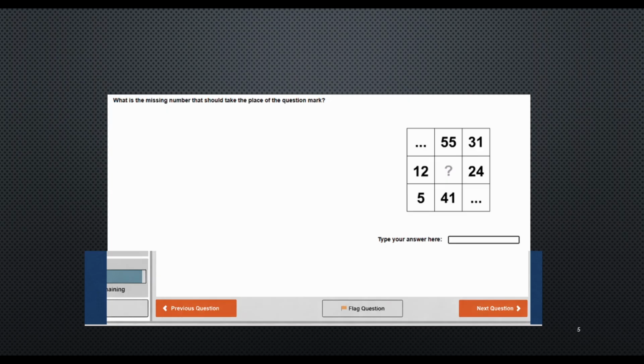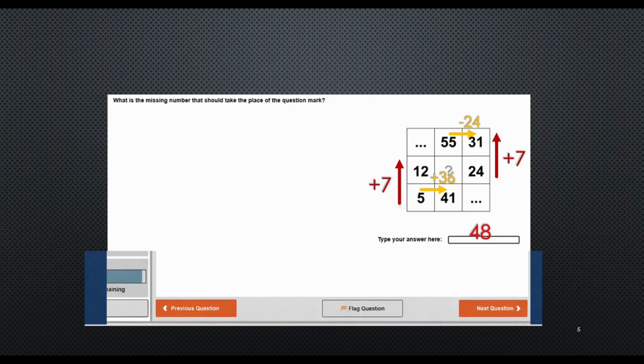That's right, the correct answer is 48. To solve this question, look at the pattern from left to right. The numbers follow a sequence of plus 36 and then 24. Applying the same pattern allows us to work out that 48 is the missing number.